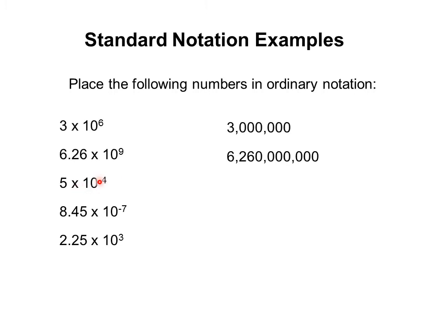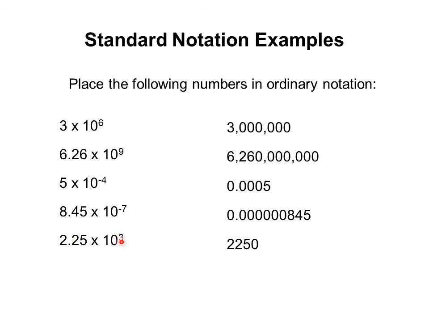In this case, this is a negative exponent, negative 4, so we would put a decimal point here and move it 1, 2, 3, 4 places to the left, and so that would give us 0.0005. Here, again, this is a negative exponent, negative 7, so we move this decimal point 7 places to the left, and so that would give us 0.000000845.